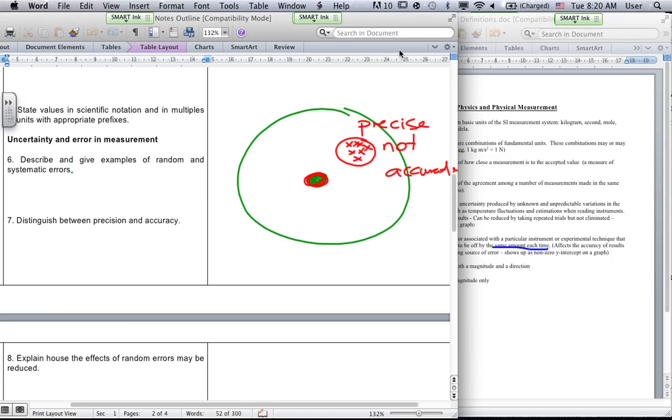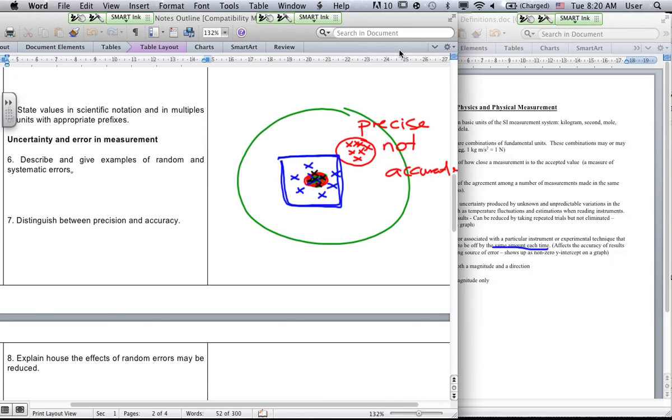If I was around like this, this may be accurate, but not precise. You see, because they're all around where they should be, but they're a little bit spread out. If we took the average of these over here, then you would actually probably get a value that's pretty close to the actual value. So this one over here would be accurate, but not precise. And then obviously if you had the combination of the two, if you had a whole lot of readings that are all focused here, this would be the idea of precise and accurate.